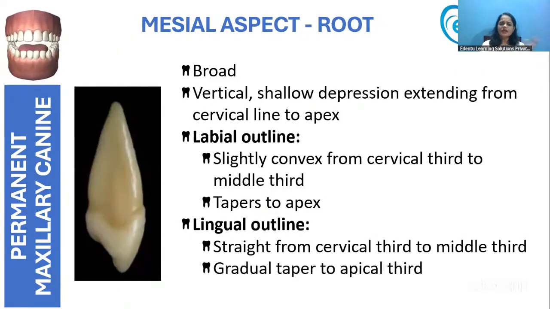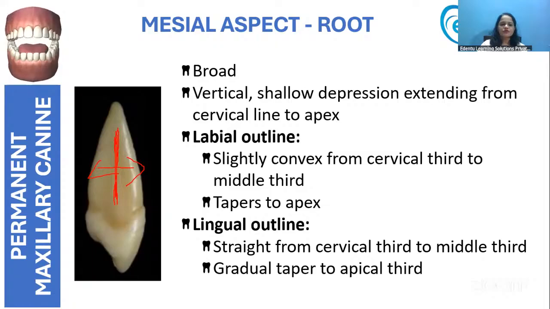Now coming to the root portion of the permanent maxillary canine, the root from the mesial aspect is very broad. You can see the breadth of the root from this aspect. It is very broad, and a vertical shallow depression is seen in the center of the tooth, which is the developmental depression.